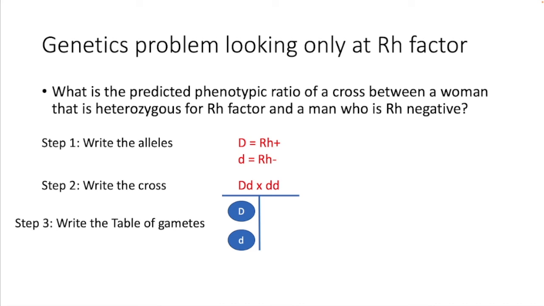And then you could fill in the woman's gametes. Remember, gametes are haploid, so we would separate the two alleles into separate cells. And then this is what the gametes for the man would look like. Once you've made the gametes, you can put them into a Punnett square.